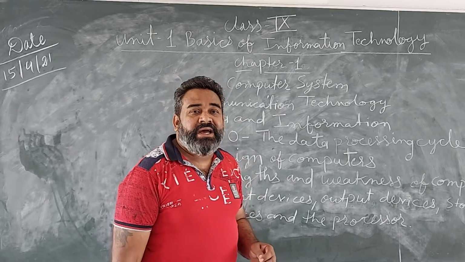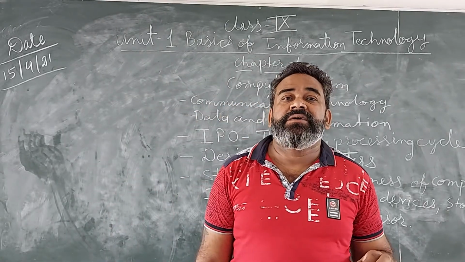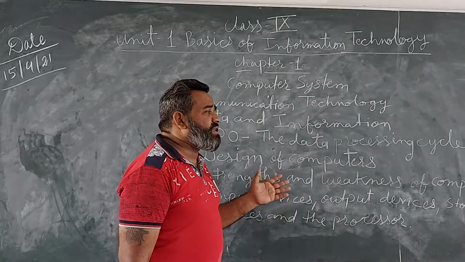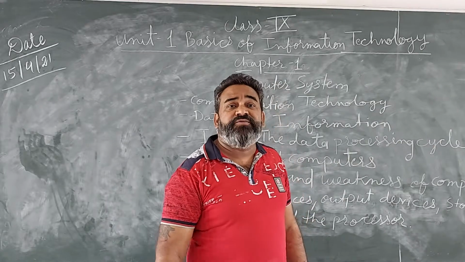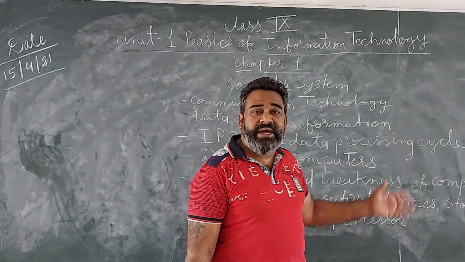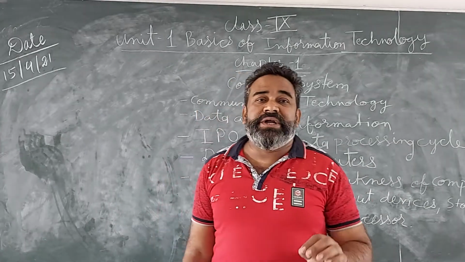OMR, optical mark reader: you will see that we only get mark-type information in a digital form. That is how we understand OMR. The second thing is the barcode reader.